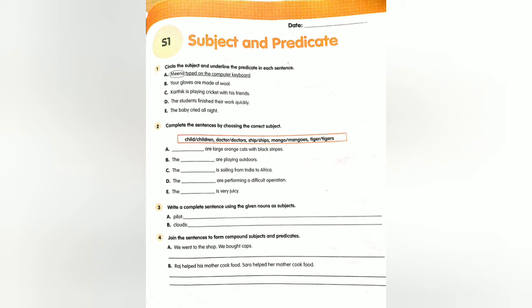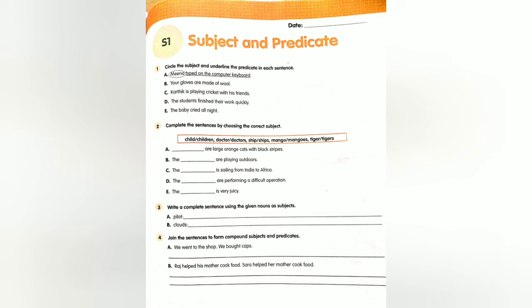Karthik is playing cricket with his friends. Karthik is the subject, is playing cricket with his friends is the predicate. The students finished their work quickly. The students are the subject, finished their work quickly is the predicate. The baby cried all night. The baby is the subject, cried all night is the predicate.